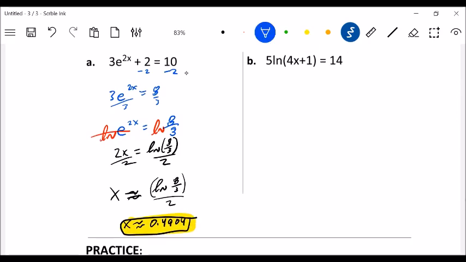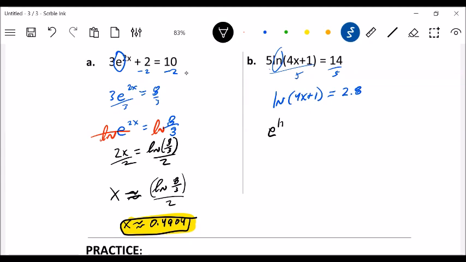The next problem over is the same concept, but here we had an e, here we don't. Here we have natural log. So let's look at what we do here. The first thing I can see here is I can divide both sides by 5. So I get the natural log of 4x plus 1 is equal to 14 over 5, which is 2.8. So now I'm going to get rid of the ln by raising everything to the power of e.